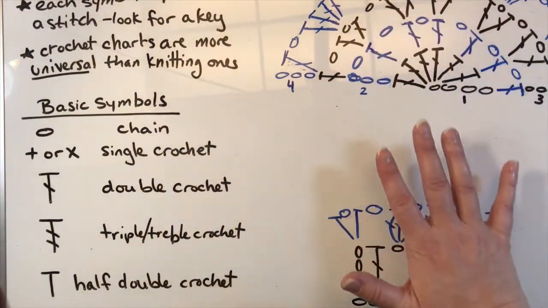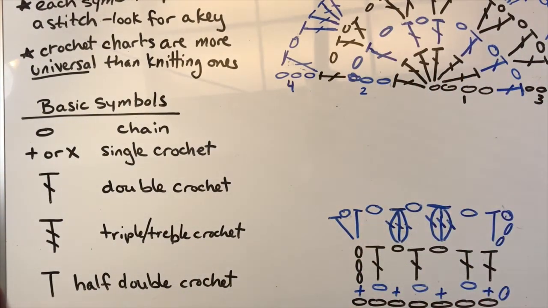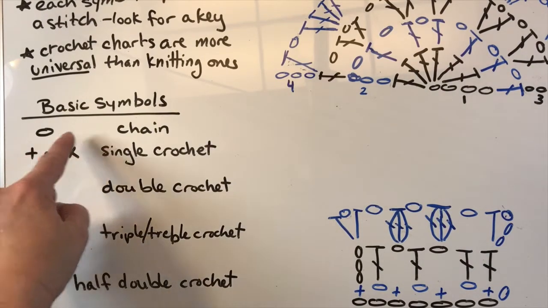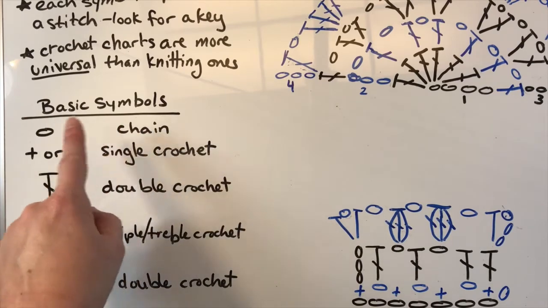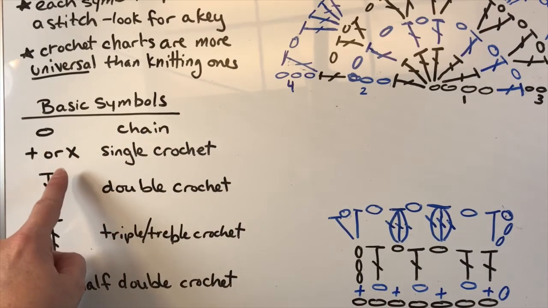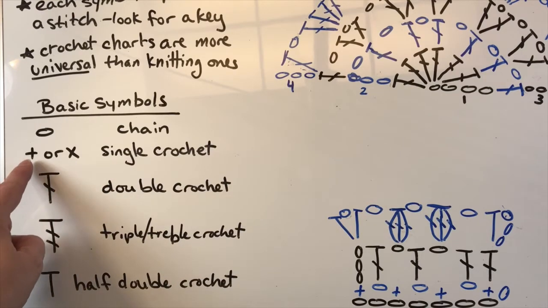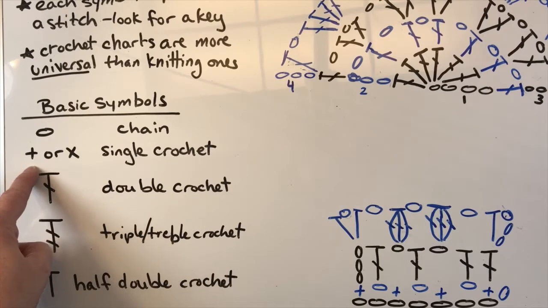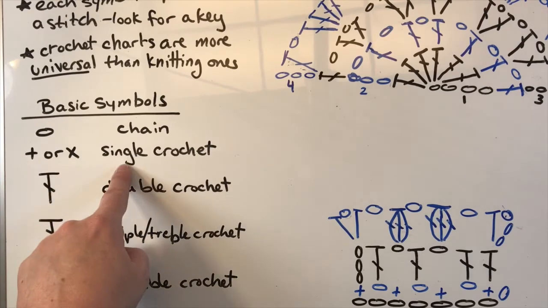Try to ignore what's over here or I'll zoom this. Basic symbols, take a look. A little oval shaped pea pod looking thing is a chain. Just yarn over and pull through. The little bit of variation you might find on charts is a plus or an X. More often on US charts it's a plus, is a single crochet.